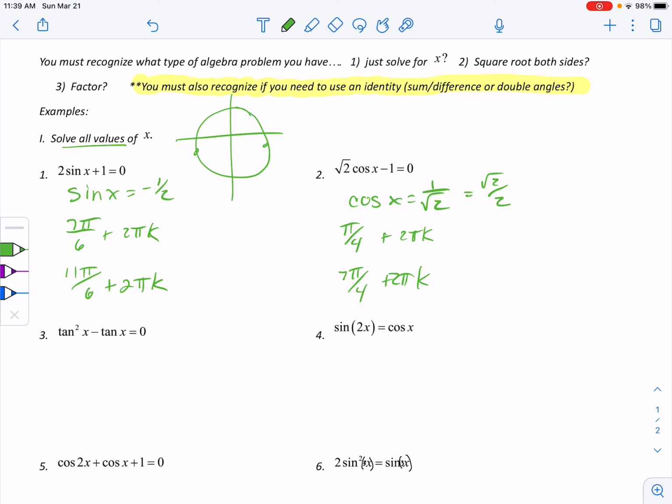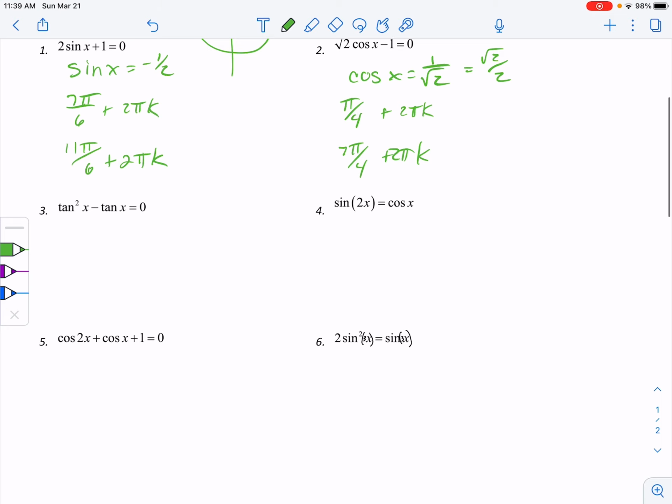All right, this one you have to factor. So I pull out tangent, and then you end up with tangent of x minus 1. Remember, you always leave it set equal to 0, then set both factors equal to 0. The tangent is 0 at 0, pi, 2 pi, 3 pi, so that's pi k. And the tangent is 1 at pi over 4. It's in the first and third quadrant, so I don't have to do 2 pi. I can just do pi k because it's halfway around the circle.